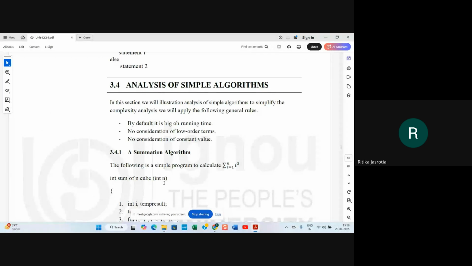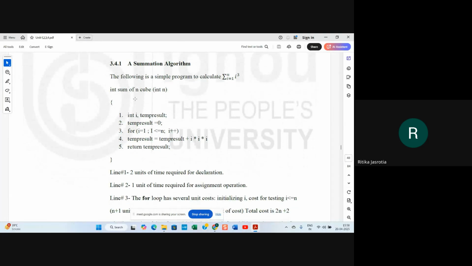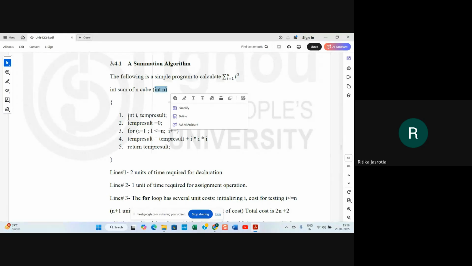Then they are saying analysis of simple algorithms. By default, it is big O running time, with no consideration of low order terms or constant values. So the summation algorithm, suppose it is sigma i equals 1 to n of i cubed. You are calculating the sum of the cubes of numbers. So here, int sum of cube, this should be a function name, and you are passing a parameter n to the function, and you have created two variables, i and temp result.